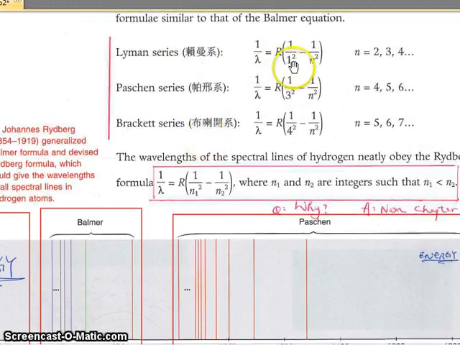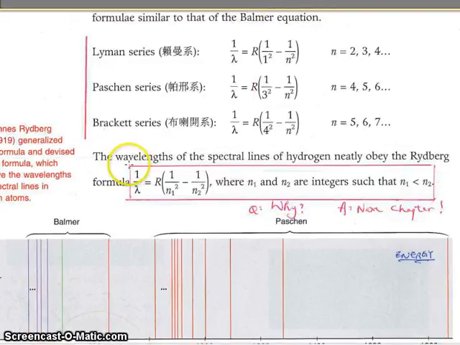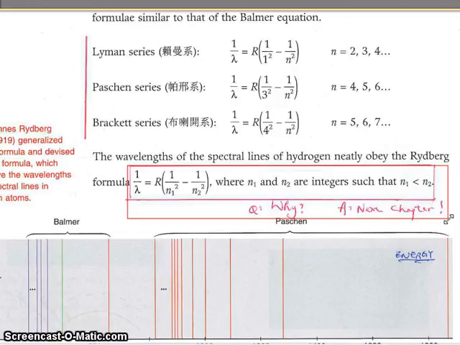Lyman found that he can change the 2 into 1, and then Paschen changed the 2 into 3, and lastly, Brackett changed the 2 into 4, and they formed other equations as well. All these equations you may generalize and make it like this. You may change the n1 and n2 values in the equation appropriately so that you may calculate the wavelength of all other emissions.